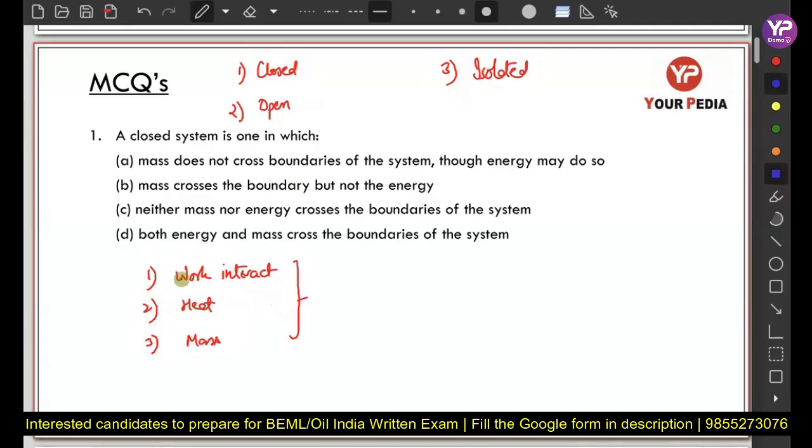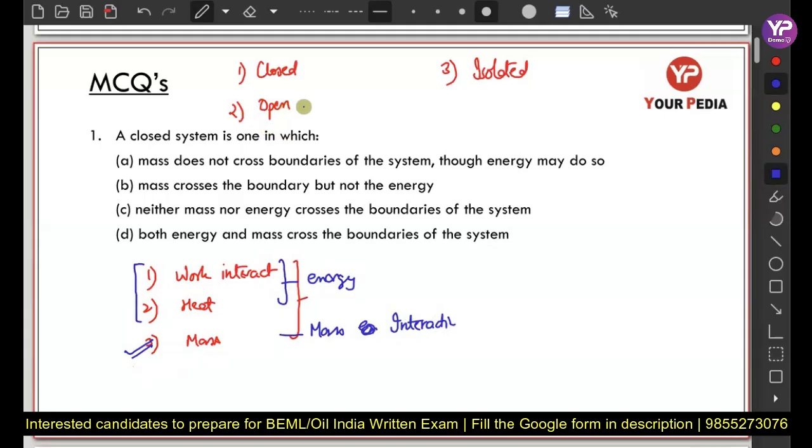Now in this case, the number 1 and 2 points, the work interaction and the heat interaction, come under the category of energy interaction only, even though the third point is also representing an energy interaction, but it is in the visible form. So we say it like a mass interaction here. So whenever you are classifying the system, you have to see whether the energy interaction is taking place or a mass interaction is taking place here.